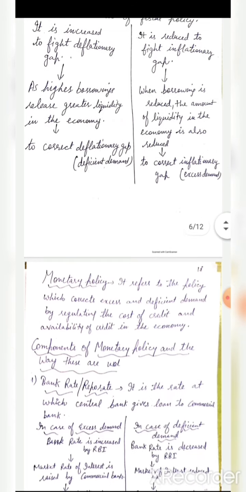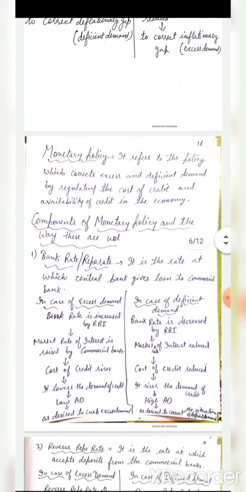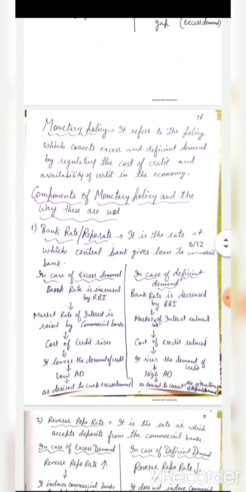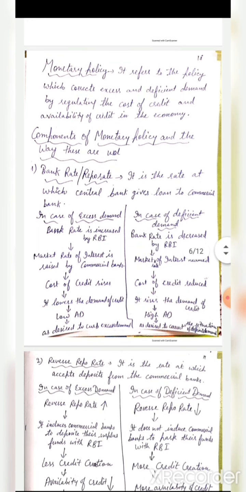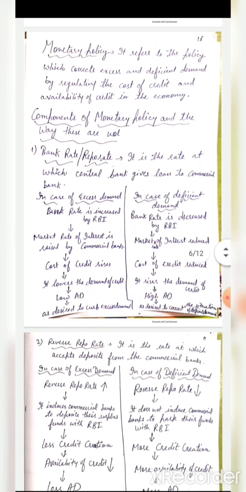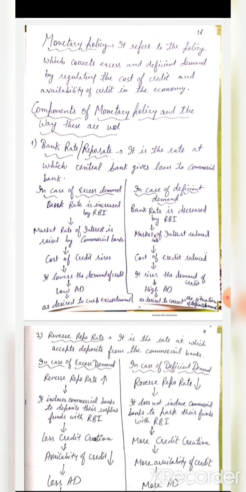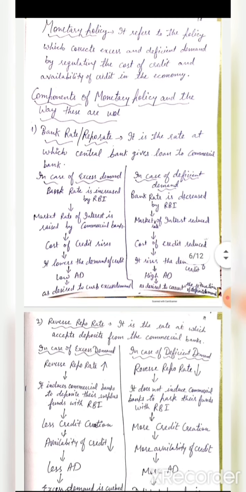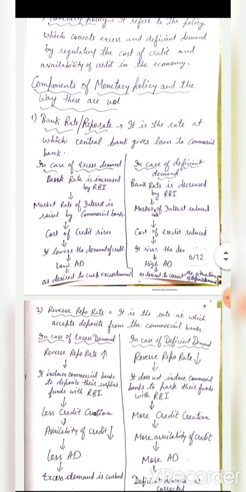Now the next topic is monetary policy. Monetary policies are adopted by RBI to correct the situation of excess demand and deficit demand. It refers to the policy which corrects excess demand and deficit demand by regulating the cost of credit and availability of credit in the economy. Cost of credit and availability of credit. Components of monetary policy are and the way these are used.